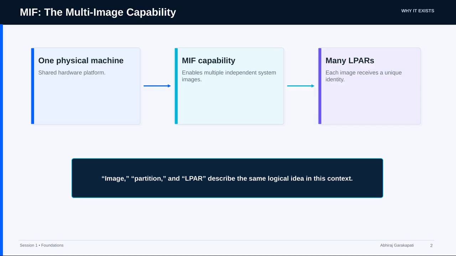Think of a large office tower. The tower provides the shared physical structure, but MAF is part of what lets many independent offices operate inside it. Each office still needs a unique identity, which is where the MAF ID becomes important.